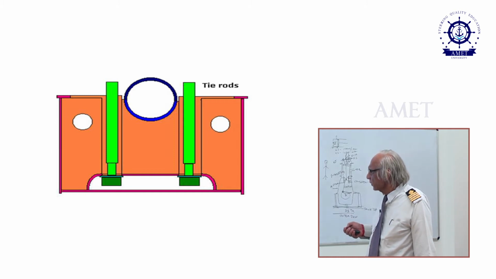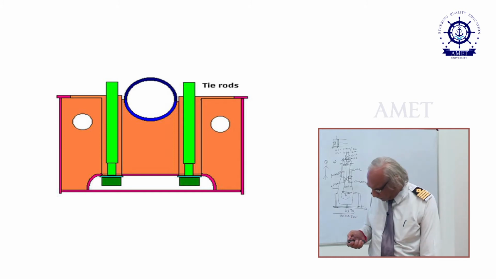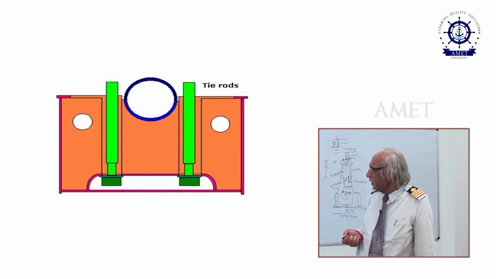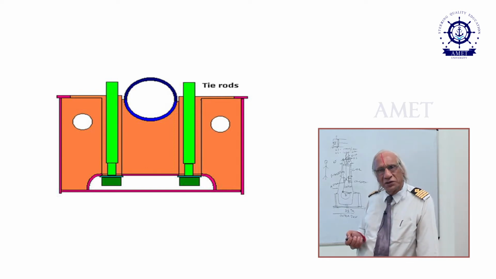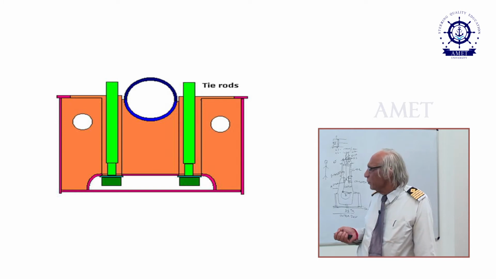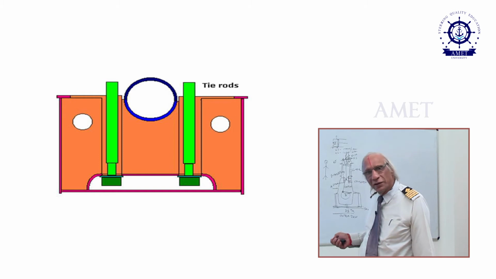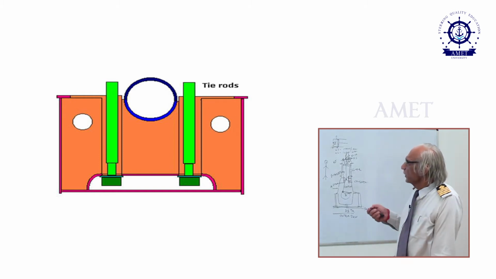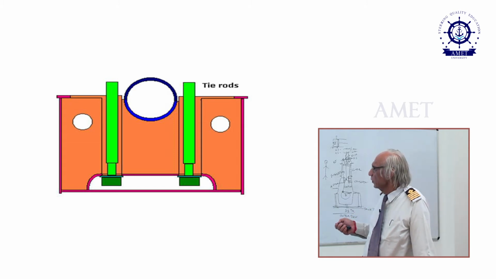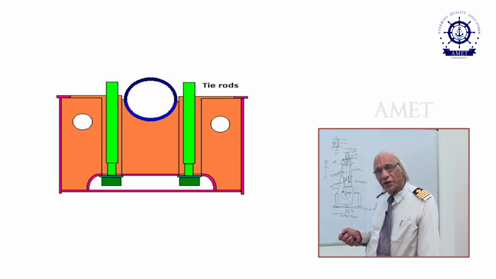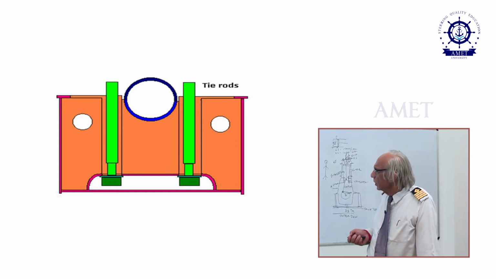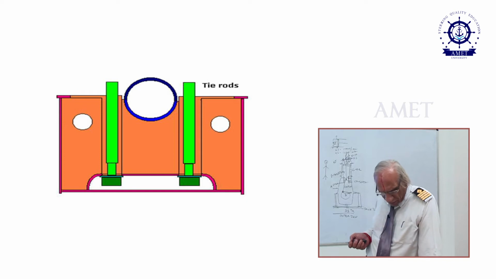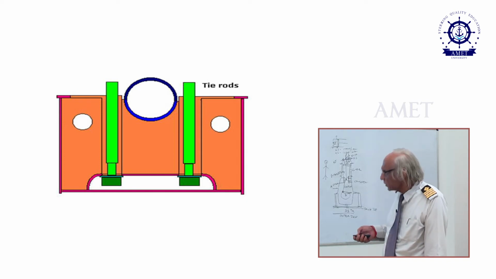Now the function of this tie rod is to connect the cylinder head, the uppermost part of the engine structure, through the A-frame to the bed plate, and the bed plate in turn is connected to the ship's tank top. So this tie rod is always under tension, and keeps the cylinder head, the A-frame and the cylinder block, A-frame and the bed plate under compression.